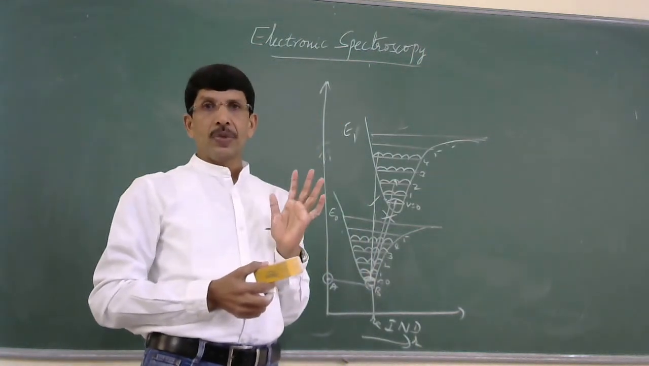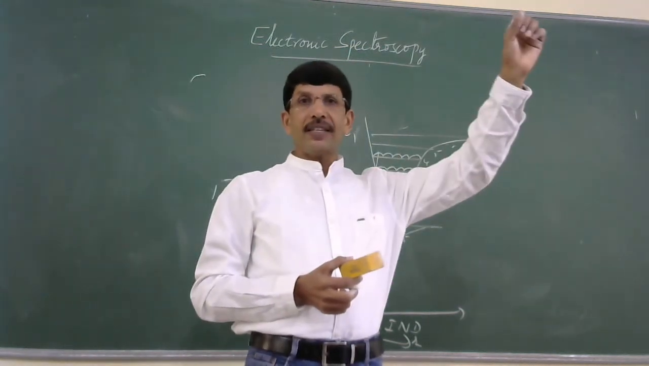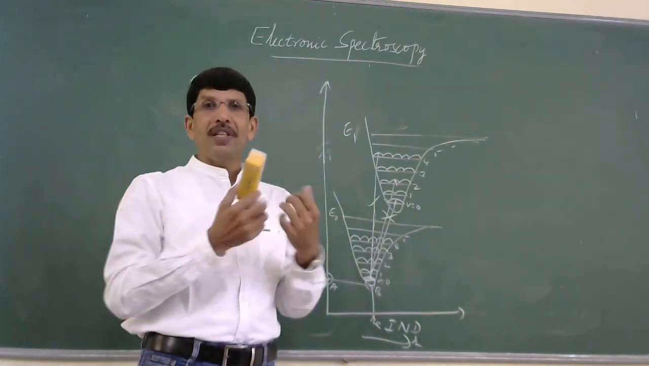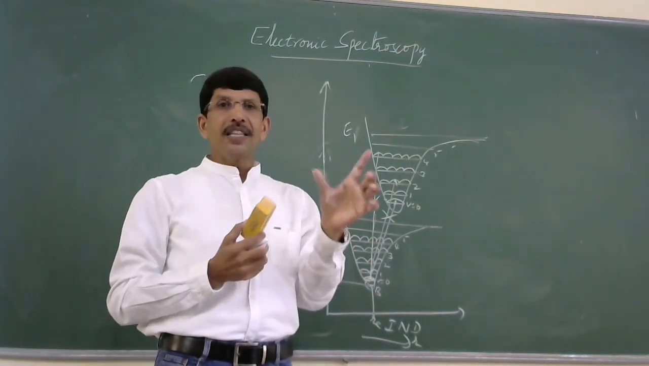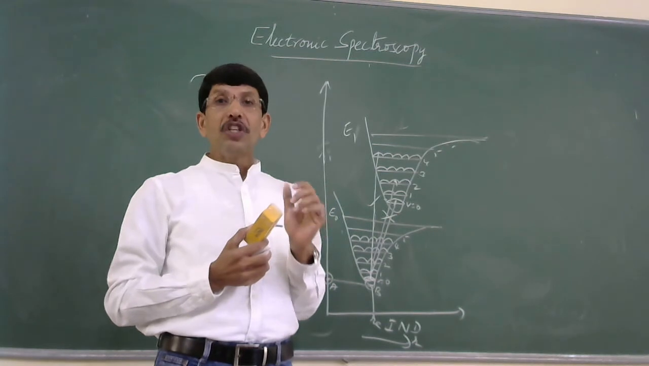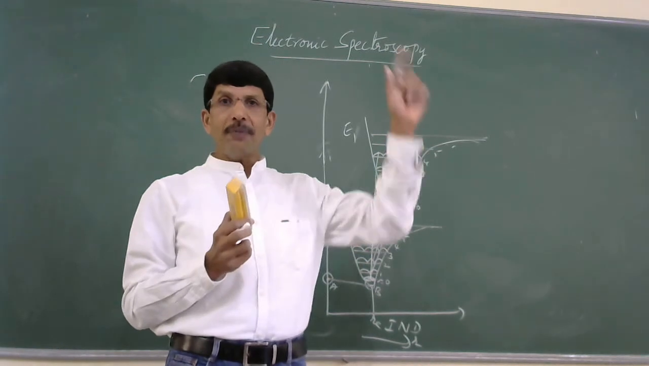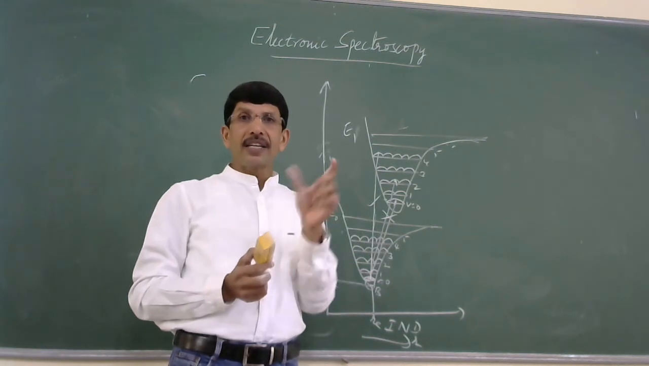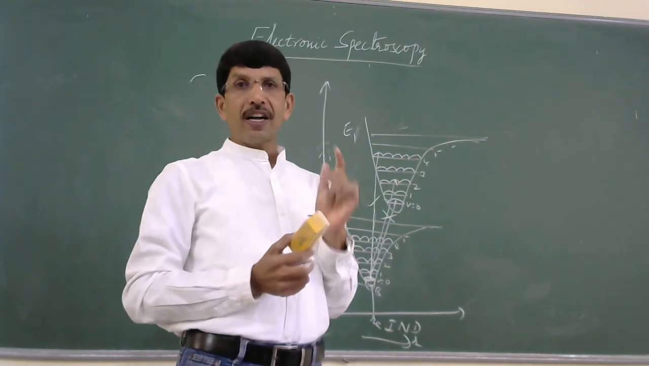The electronic transition is so fast that by the time the electron goes to the excited state and comes back, the molecule does not know whether the electron was transferred or not. The molecule is unable to identify the electron transition because the nuclei are so heavy that they do not undergo any change in their bond length. So this is the statement of the Franck Condon principle.